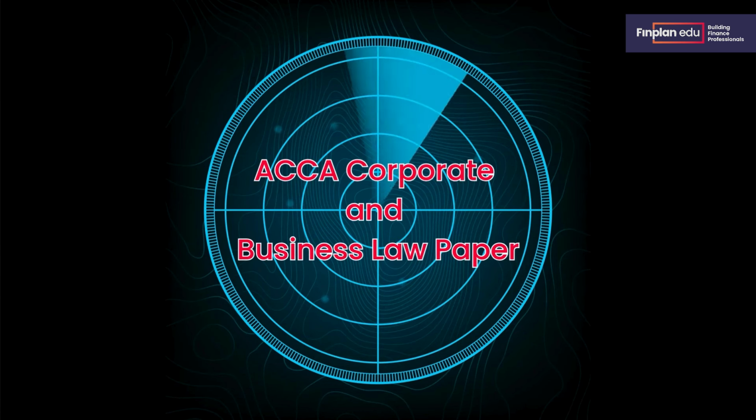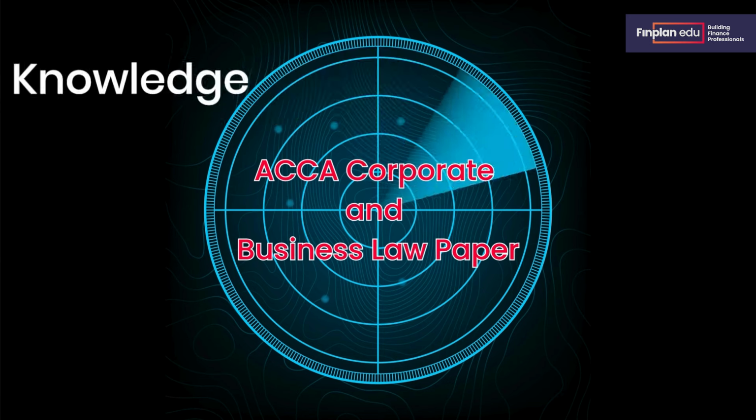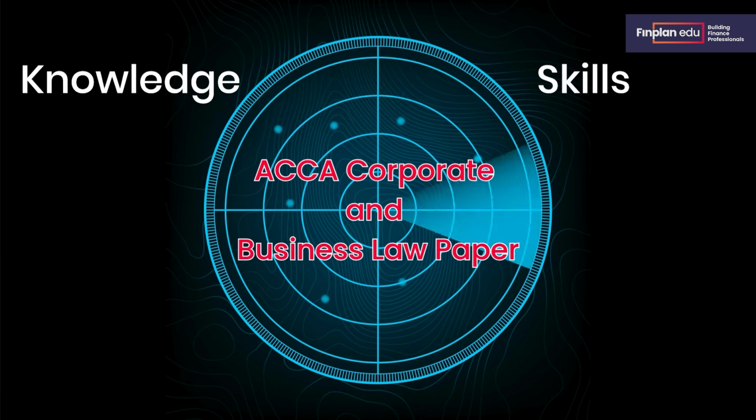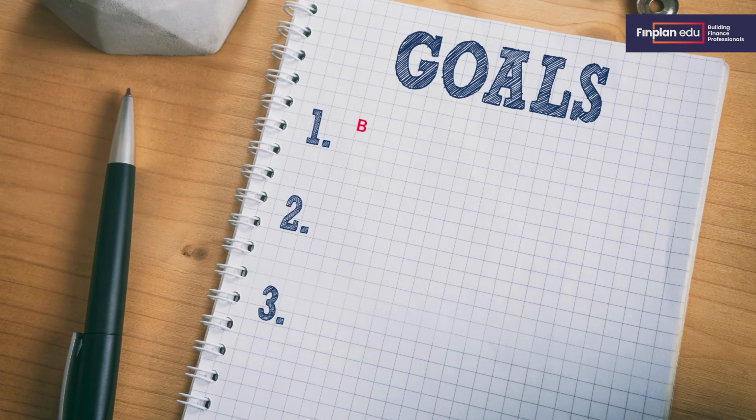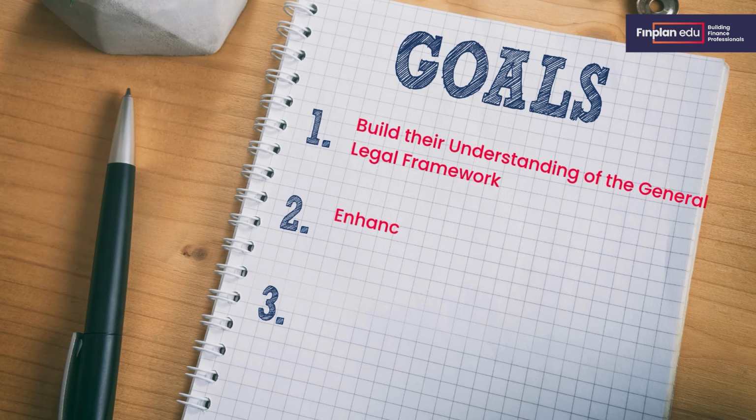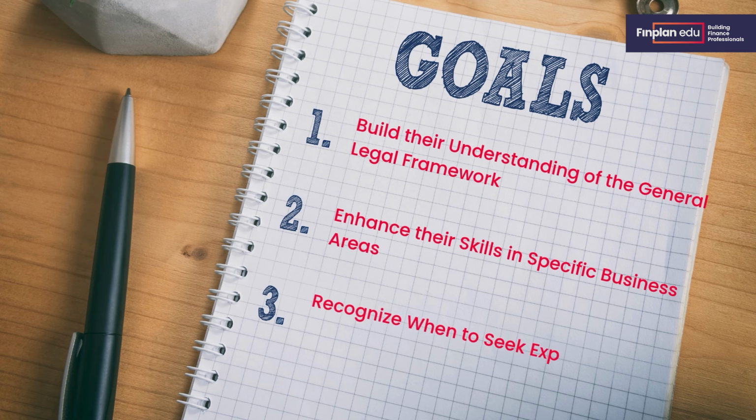The aim of the ACCA Corporate and Business Law paper is to equip you with the knowledge and skills to navigate the general legal framework and specific legal areas related to business. This course emphasizes understanding law and when to seek specialized advice. It acknowledges that candidates are more likely to become accountants rather than lawyers. The goal is to build their understanding of the general legal framework, enhance their skills in specific business areas, and recognize when to seek expert legal advice when needed.